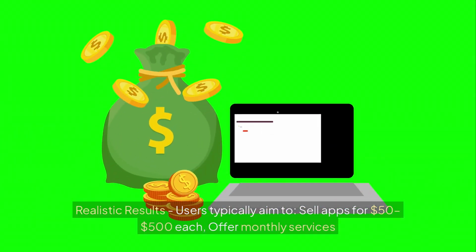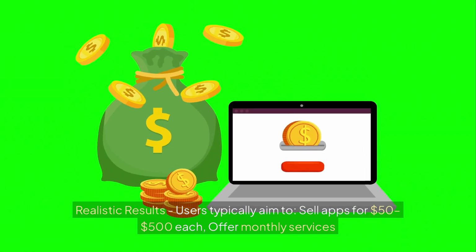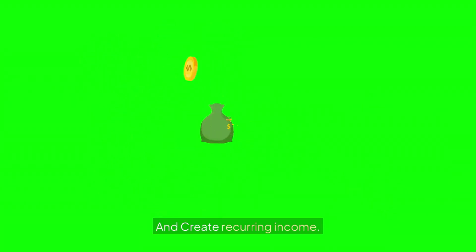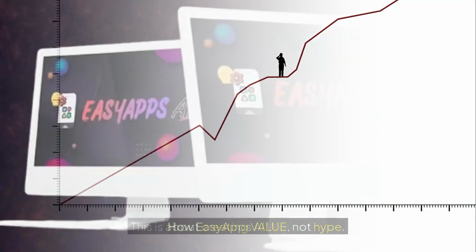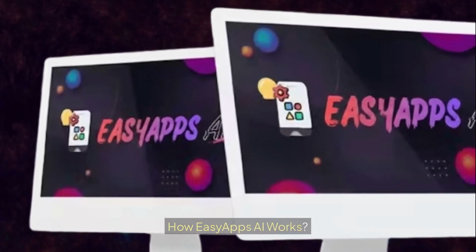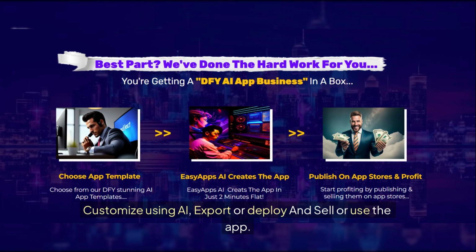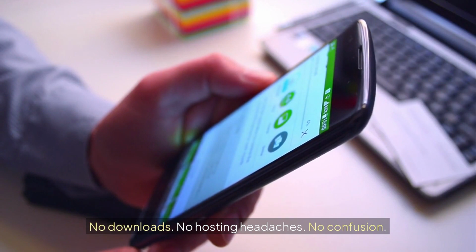Realistic results. Users typically aim to sell apps for $50 to $500 each, offer monthly services, and create recurring income. This is about creating value, not hype. How EasyApps AI works. The process is simple. Log into EasyApps AI, choose app type, customize using AI, export or deploy, and sell or use the app. No downloads, no hosting headaches, no confusion.